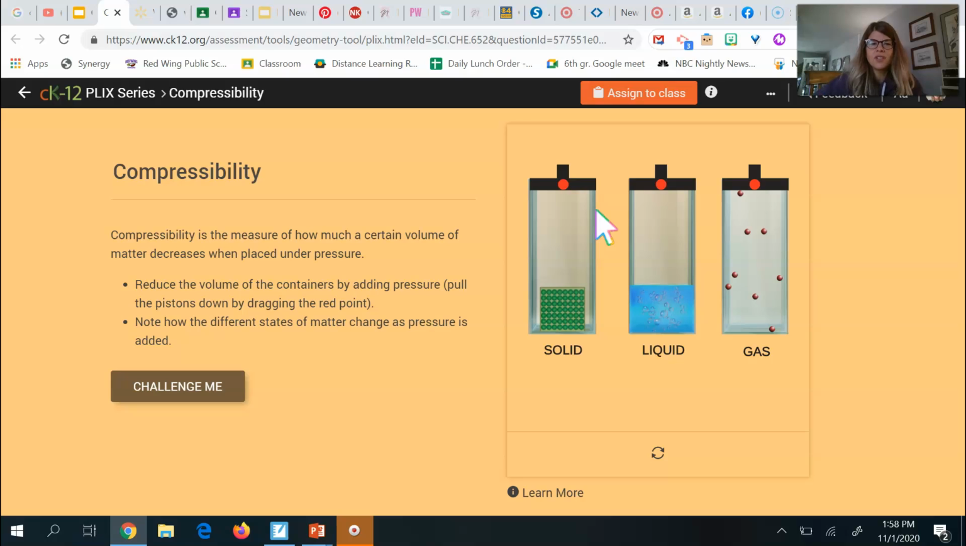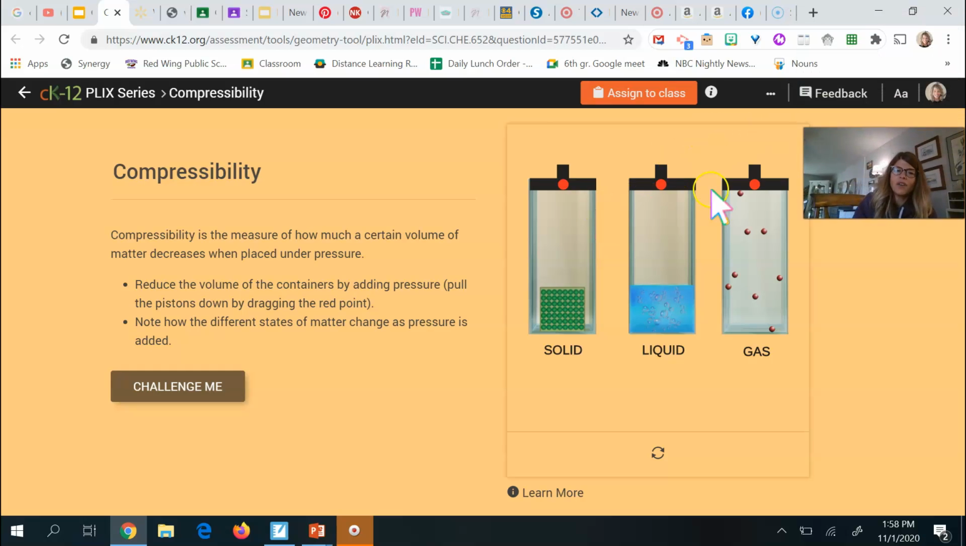So this is just a demonstration of compressibility. And remember that that is the measure of how much a certain volume of matter decreases when placed under pressure. Okay, so right now I can see that here's a solid in the bottom of this tube here, and I'm going to reduce the volume of the container by pulling this down.